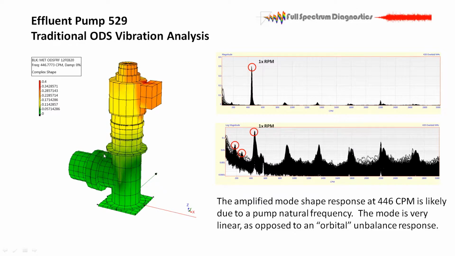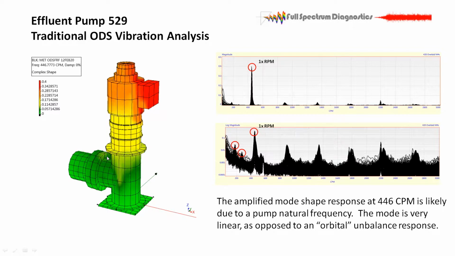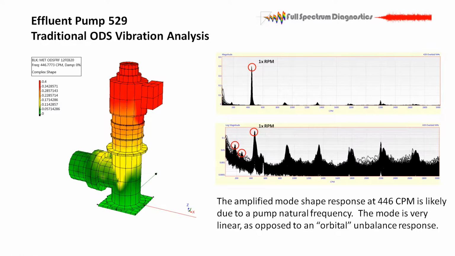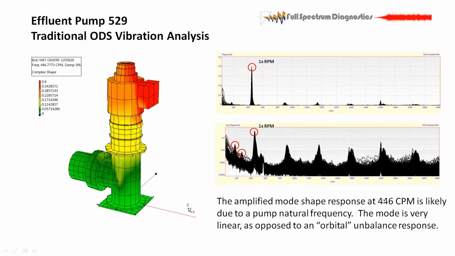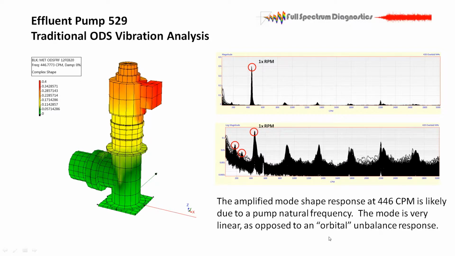Okay. The other thing I see is over here on the discharge flange, there's color across the flange, so one side's moving more than the other, and that's a symptom of a misaligned flange system. Okay. Amplified mode shape response at force 46 is likely due to a pump natural frequency. The mode is very linear as opposed to orbital unbalanced response, as I mentioned before.